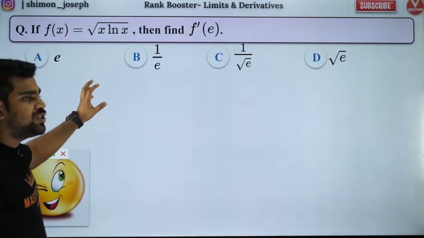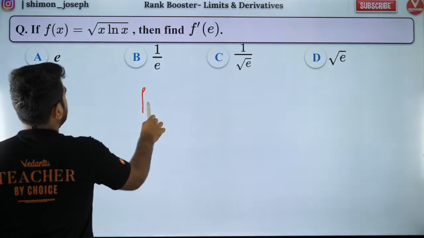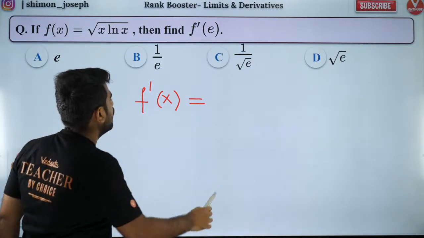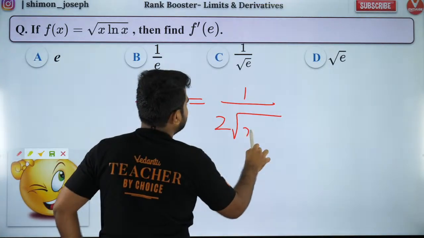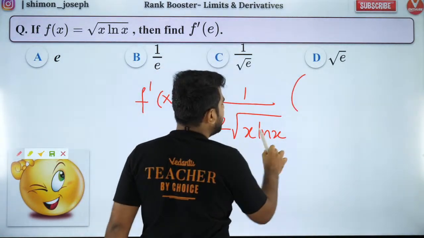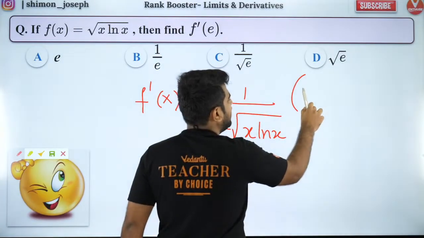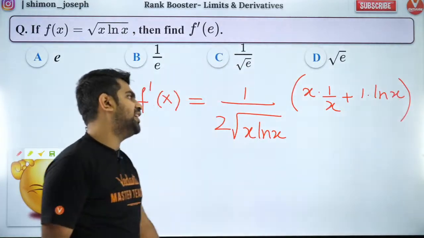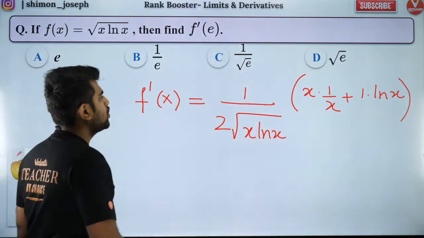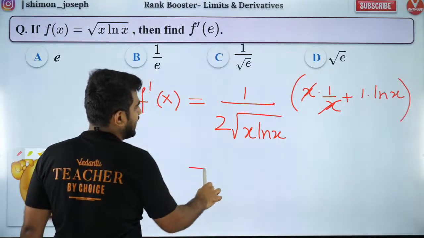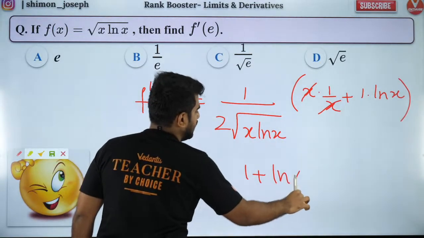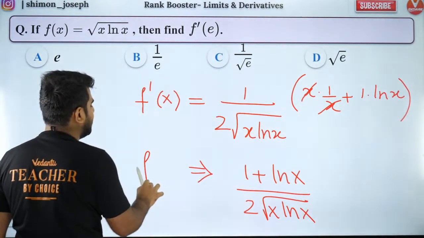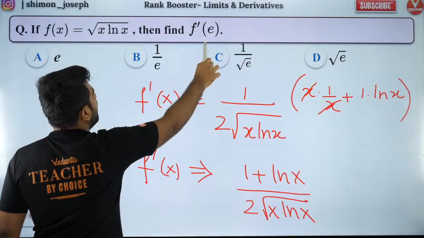Okay. So people, let me solve this question. How do you do this one? So I will first differentiate the outermost one, which is power 1 by 2. So it will be 1 by 2 root of x ln x. And then differentiate x ln x. So differentiation of x ln x will be x into 1 by x plus 1 into ln x. So this is how you have to differentiate it. Got it? Are you all clear with it? So now if I cancel these two, what will I get? I'll get 1 plus ln x divided by 2 root of x ln x. Now substitute the value. Substitute e because we want f dash of e.